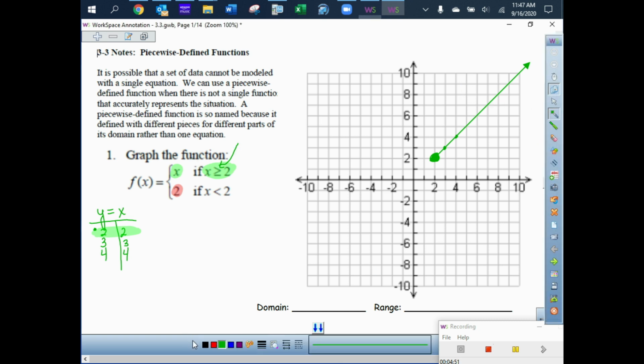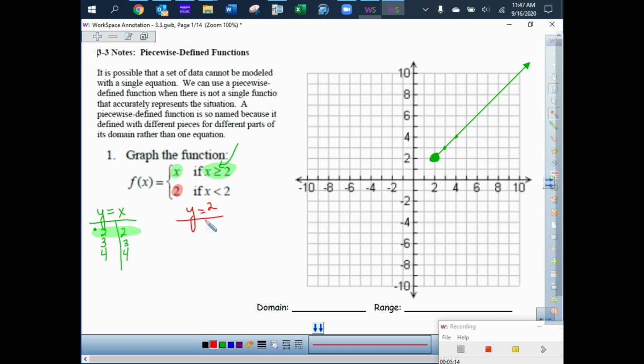Next one, I'll use my other color. This will be y equals whatever it says right here. And would you believe it's just a 2? So it's not a parabola, it's not a cubic, it's not a square root, it's a line. But you tell me, horizontal line or oblique? That's a horizontal piece because there's no x's with it.